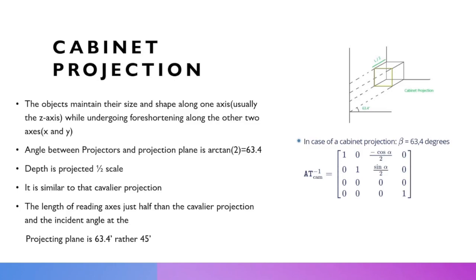As I mentioned earlier, the depth will be changed. The size will be reduced to half scale. In the previous Cavalier projection, the depth stays at full scale. But here the depth will be changed, and the view will be changed for the viewer. So rather than putting the projection angle at 45 degrees, we are putting it at 63.4. In the Cavalier projection, we are foreshortening all three axes equally, but in the cabinet projection, we are not. We are foreshortening only one axis, the Z axis. All the other axes remain the same.